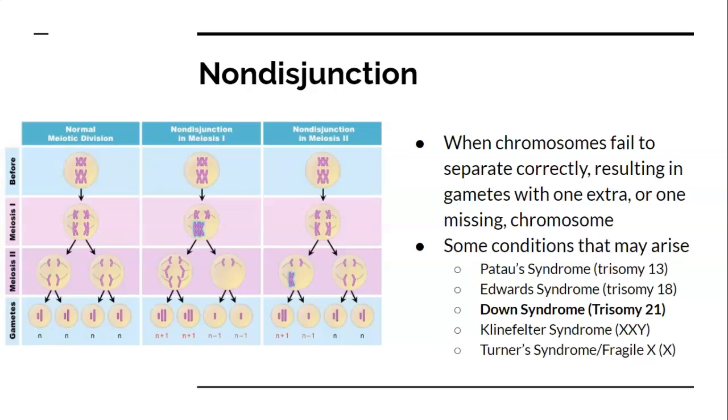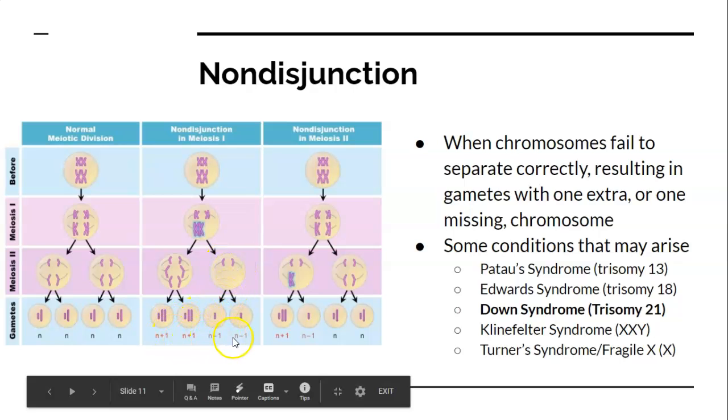Now let's start talking about some issues that arise if any mistakes happen when you're going through meiosis. So when chromosomes fail to separate correctly, it's called non-disjunction. And what happens is that gametes end up with one extra or one missing chromosome. And you can see that here, right? Non-disjunction in meiosis 1, you end up with an extra chromosome over here and one less over here. So you have a +1 and a -1.